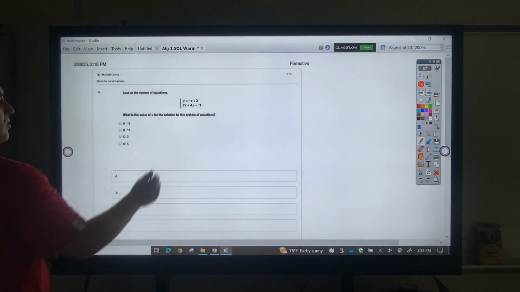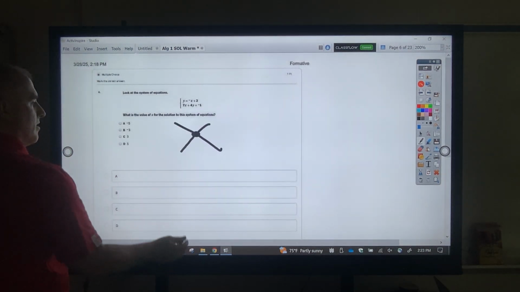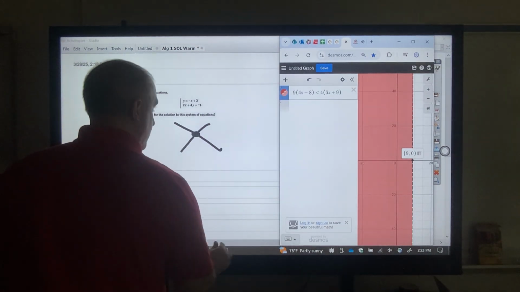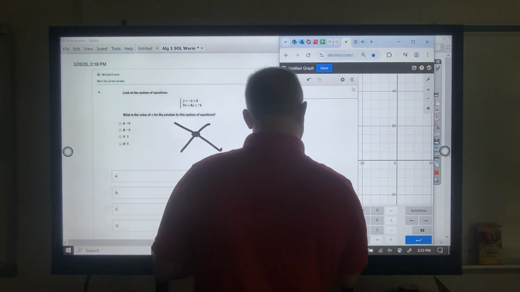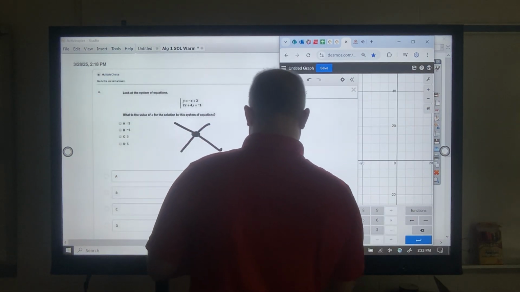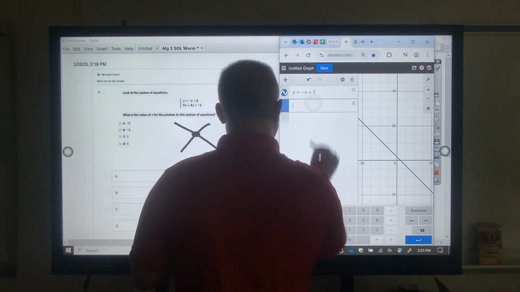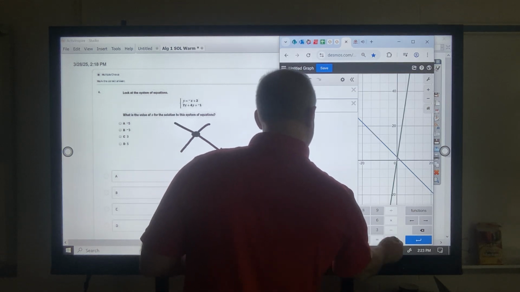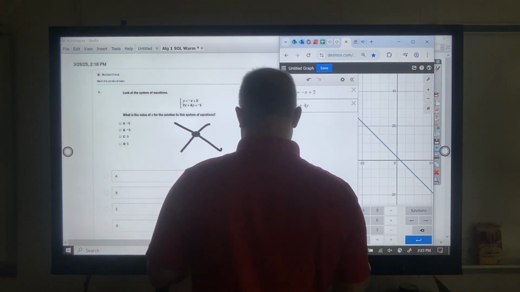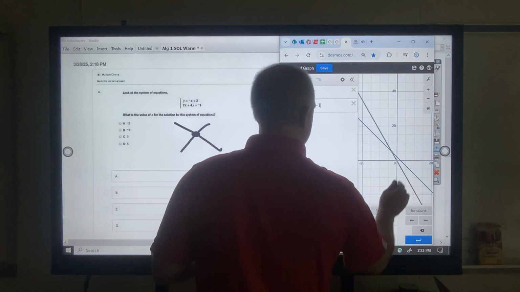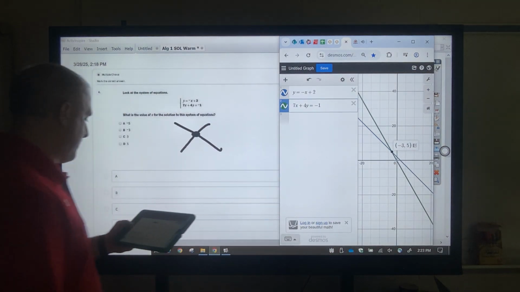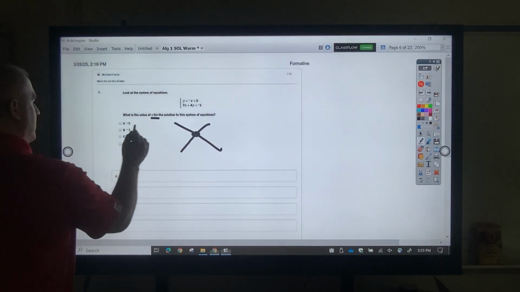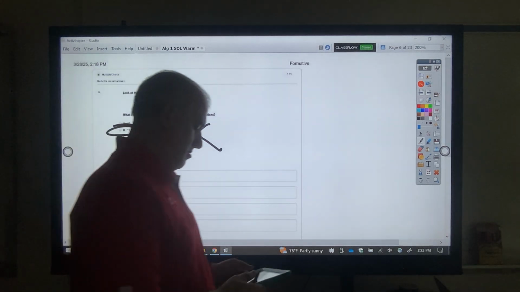Okay, now, when you have two equations, you're looking for where do they intersect. So all I would do, y equals negative x plus 2, 7x plus 4y equals negative 1. Where does it cross at? Negative 3, 5. It wants the x part, so that's going to be B.